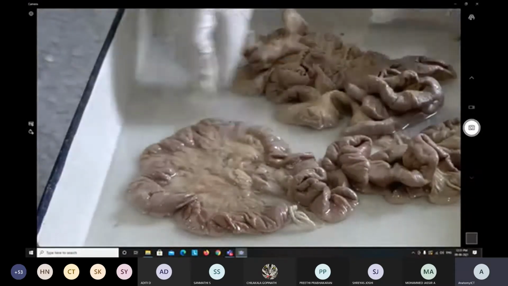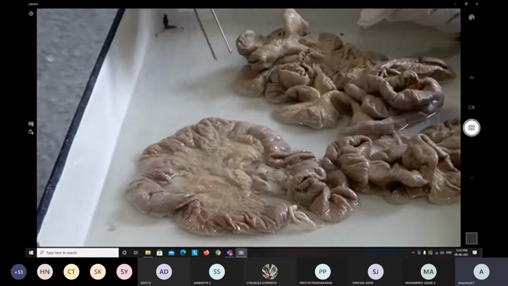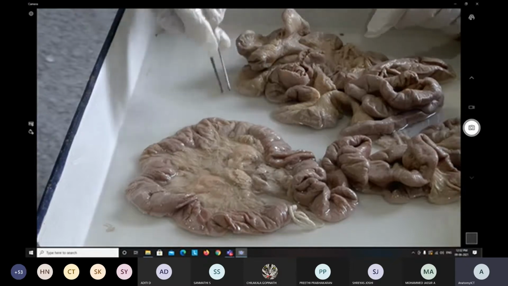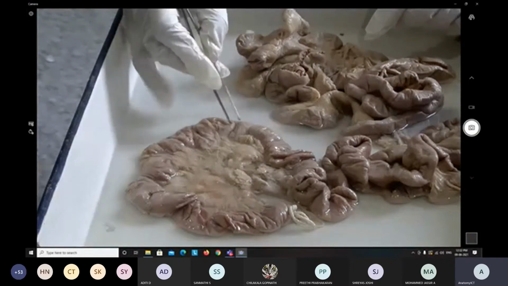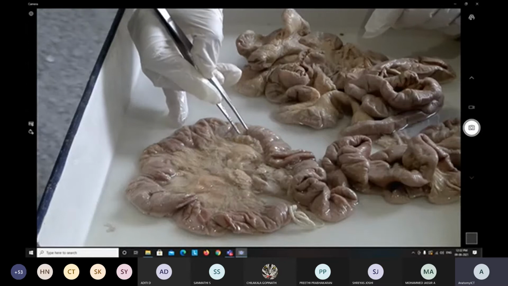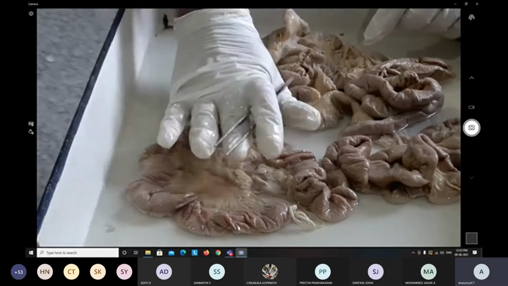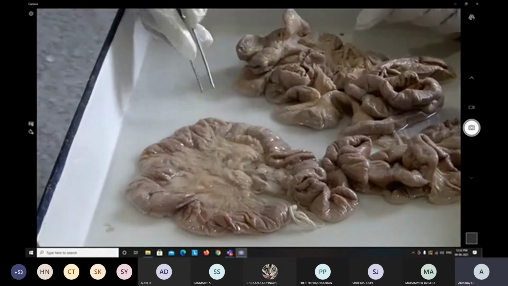Now the anterior relation of the third part of the duodenum is the root of the mesentery. If you don't know about the mesentery and the root of the mesentery, we will explain that when we come to that department. The root of the mesentery, then the superior mesenteric vessels, then the coils of the jejunum. These are the three important relations on the anterior surface of the third part of the duodenum.